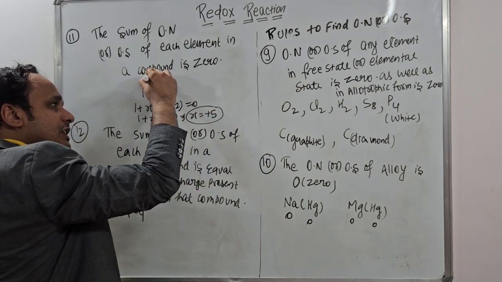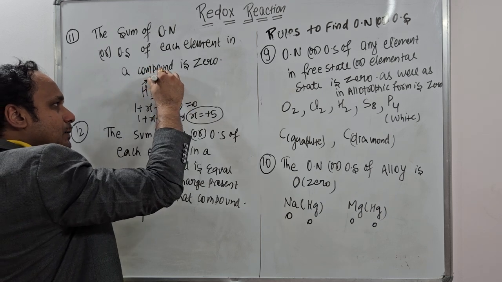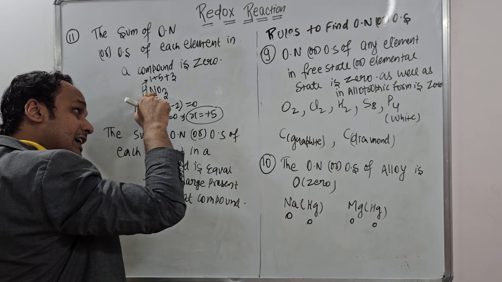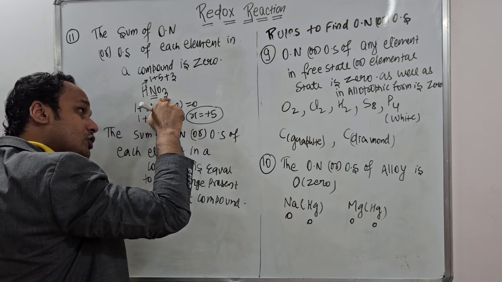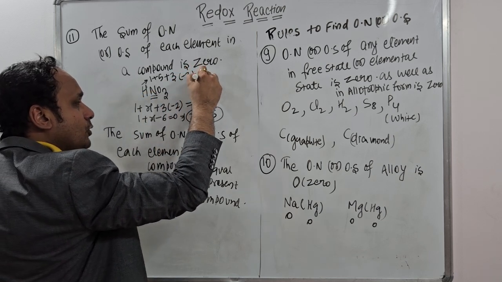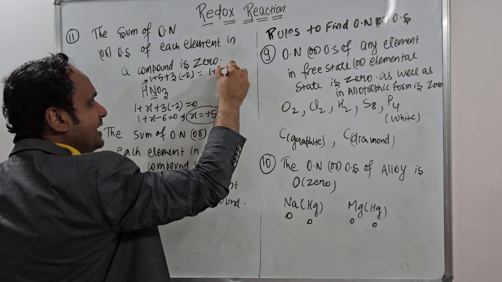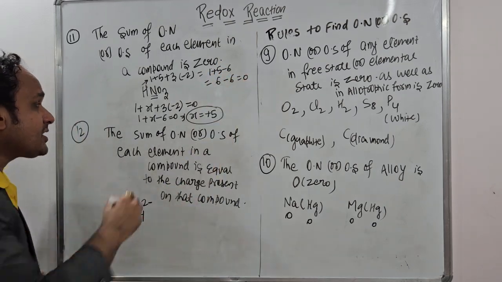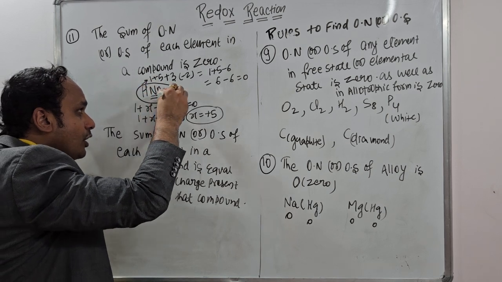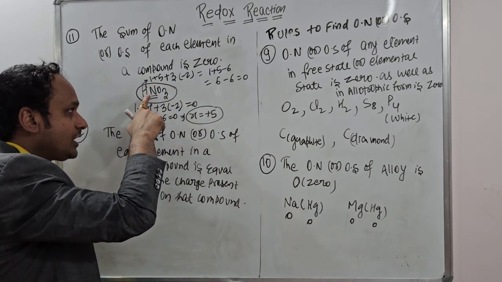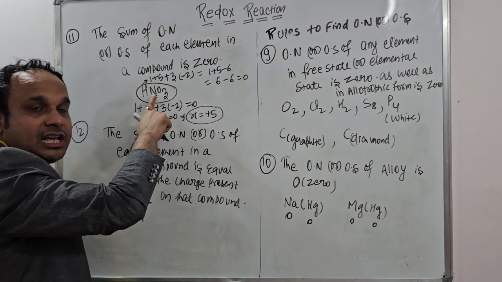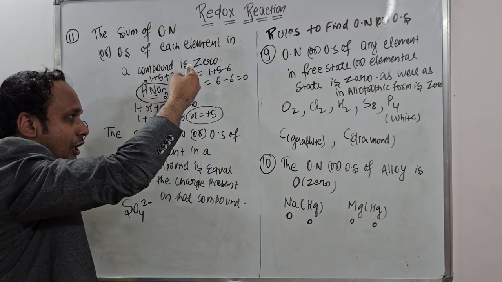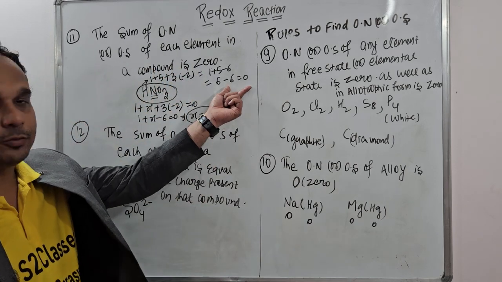Now hydrogen has 1, nitrogen has plus 5, and oxygen has minus 2, three oxygens. So minus 2 times 3, what will you get? 1 plus 5 minus 6, 6 minus 6 is 0. It means whatever the oxidation number of each element, hydrogen, nitrogen, oxygen, add it, whatever the overall charge in this compound is, it is coming to be 0.